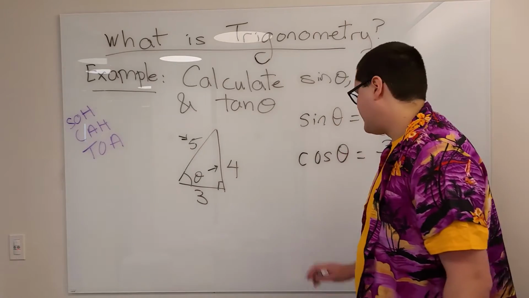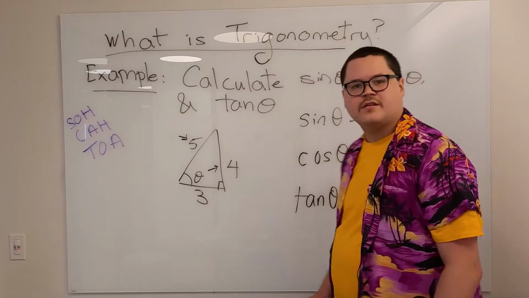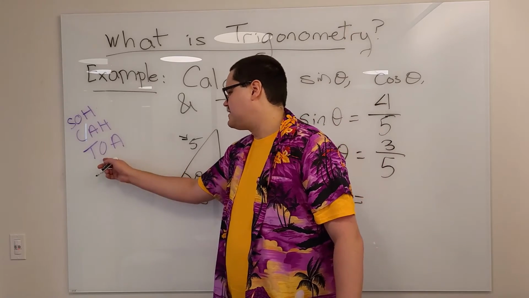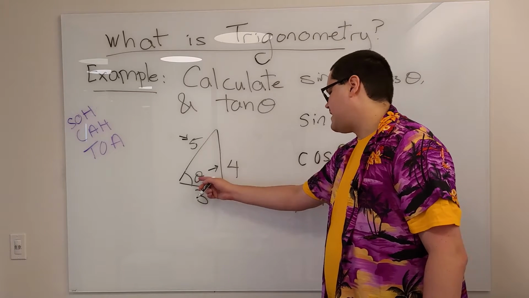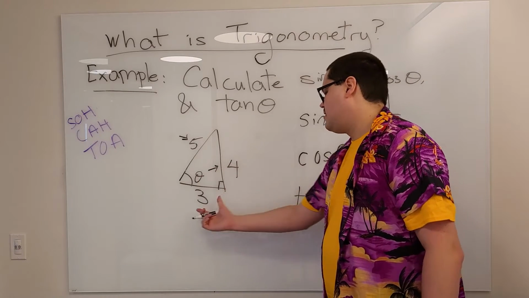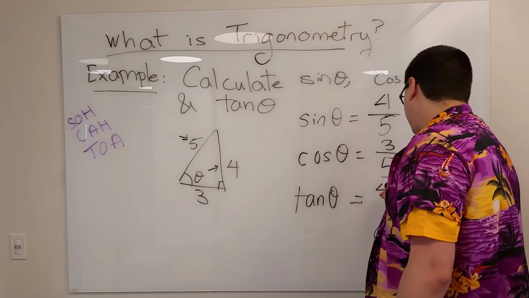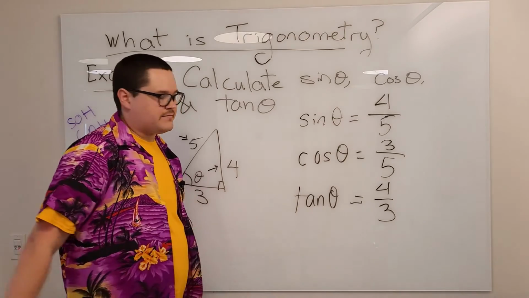Finally, tangent theta. Well, that's no harder. TOA, opposite over adjacent. 4, because that's opposite the angle, over the side next to the angle, which is 3. And there you have it, folks.